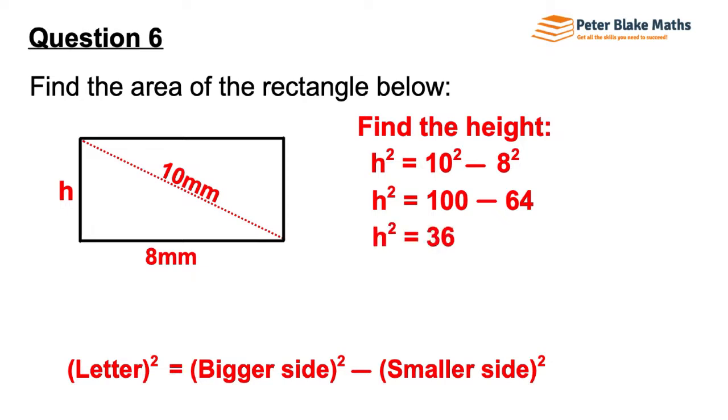We'll simplify the right hand side just a little bit more. H squared equals 36. If we square root both sides to go from H squared to H, we will get a height of this rectangle of 6 millimeters. So now we've got a base and a height to figure out the area of this rectangle. We work backwards using Pythagoras there because we had a diagonal for our hypotenuse.